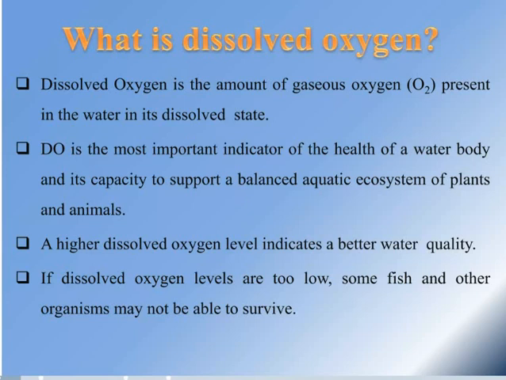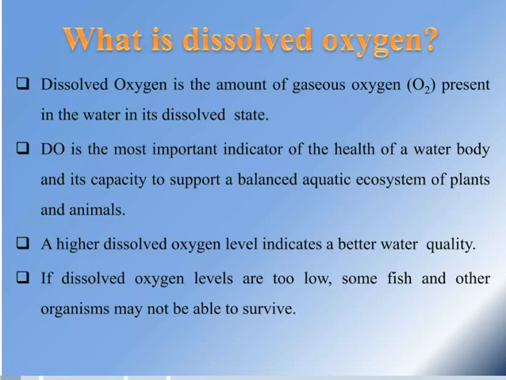Today in this video, I am going to talk about dissolved oxygen. So what is dissolved oxygen? My friend, dissolved oxygen is the amount of gaseous oxygen, the oxygen in gaseous form, present in the water in its dissolved state. You understand? Dissolved oxygen is the amount of oxygen present in the water in its dissolved state.